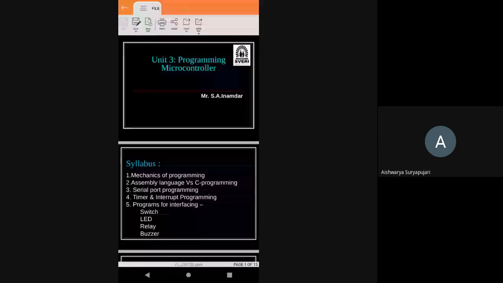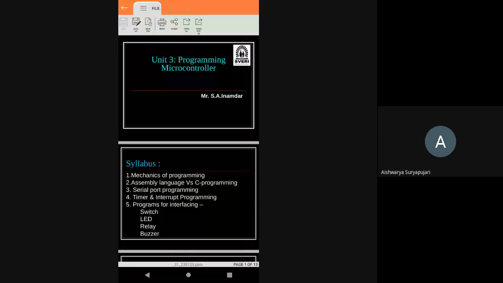You just write down the syllabus for third unit, programming microcontroller. So in that syllabus, from mobile, such notifications will interrupt us.